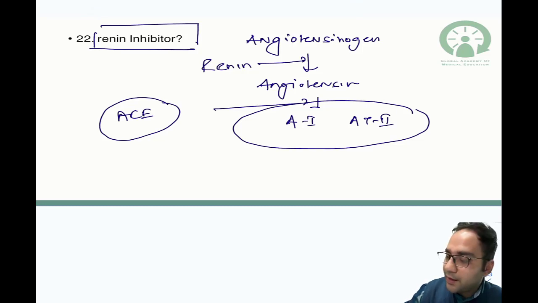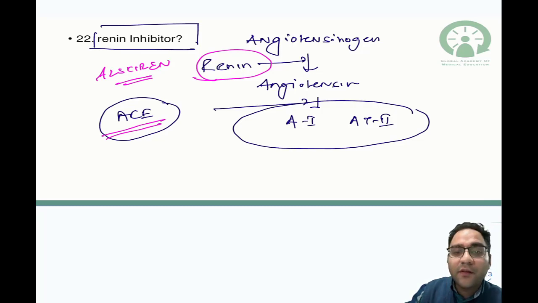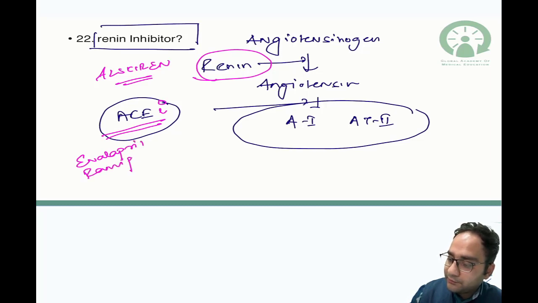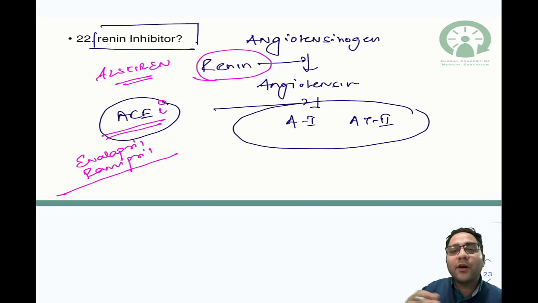If you were asked what is the direct renin inhibitor, then you have drugs like aliskiren. But if you are asked what is the drug that inhibits the conversion of angiotensin 1 to angiotensin 2, then the answer would be ACE inhibitor, like enalapril, ramipril. All the prils that you have would fall into this option, right?